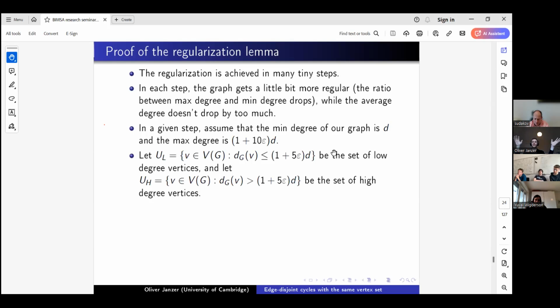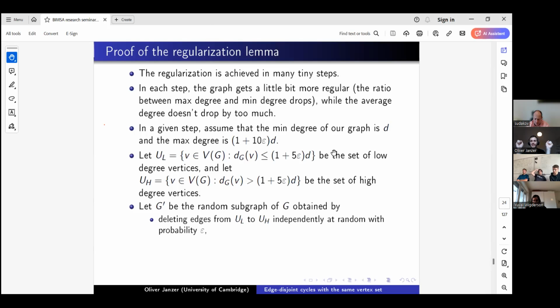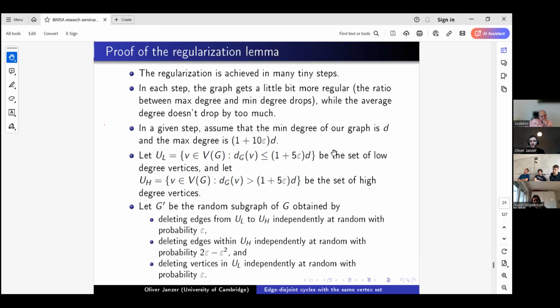I split the vertex set into low degree and high degree vertices. Low degree vertices are those with degree less than 1 plus 5 epsilon times d. High degree vertices are those with degree more than 1 plus 5 epsilon d. And I take a random subgraph where I delete edges and vertices randomly. If I have an edge between a low degree and a high degree vertex, I delete it with probability epsilon. If I have an edge between two high degree vertices, well, I want to decrease that degree a bit more because that edge goes between two high degree vertices. So I delete it with a bit higher probability, 2 epsilon minus epsilon squared. I do not delete edges within low degree vertices because they are precious. But I do also need to delete vertices. And I delete low degree vertices independently with probability epsilon. So these are the three things that I do.